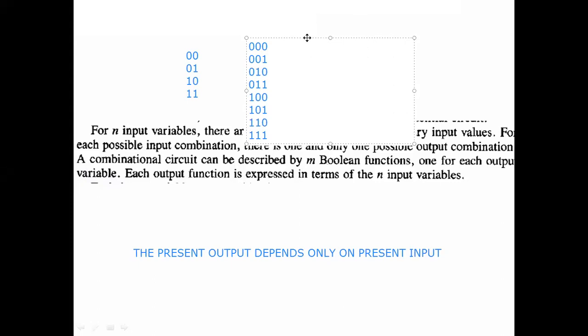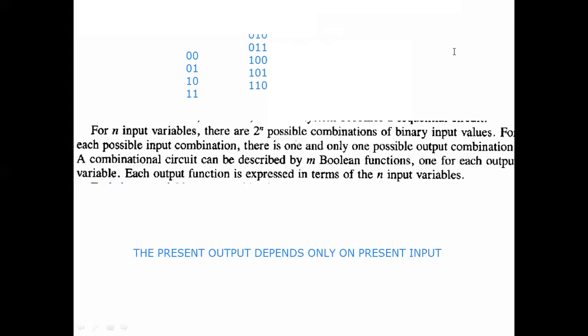When will you be getting this? If you are taking the binary inputs. Binary inputs means what? 1 and 0 are called binary numbers. So here, if you are taking 2 inputs, then you will be getting 4 outputs. How to get the 4 outputs? 2 square combinations you will be getting.